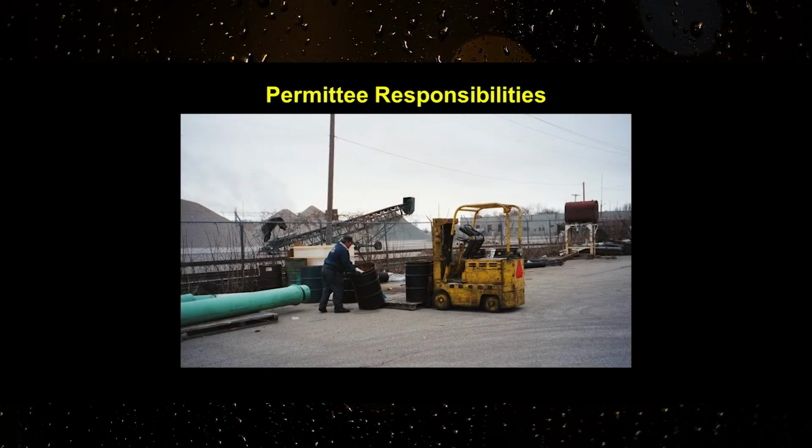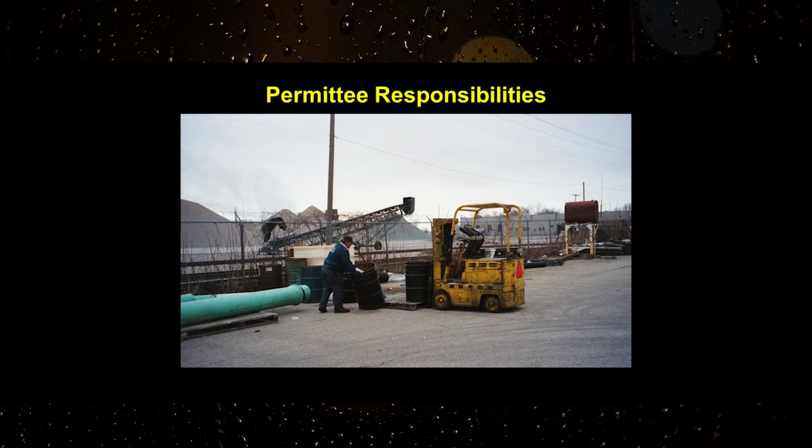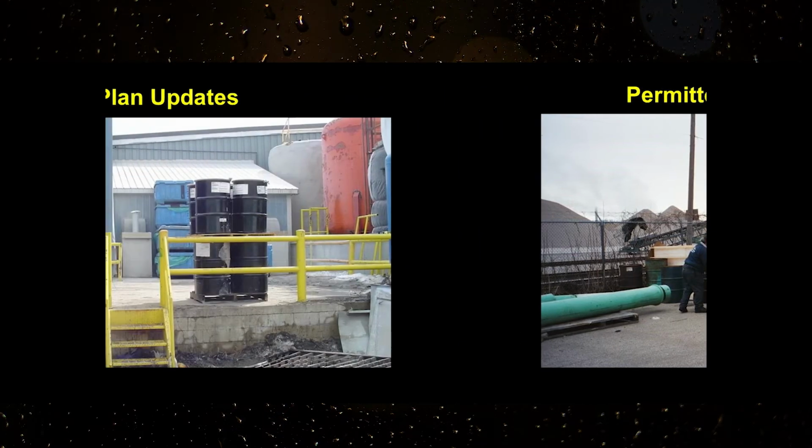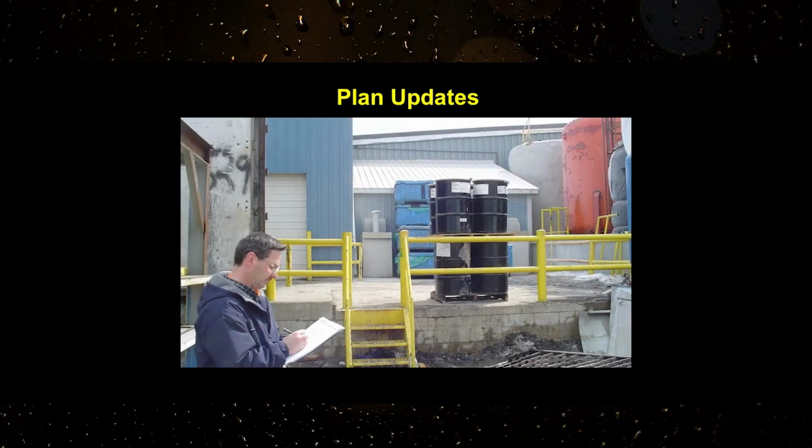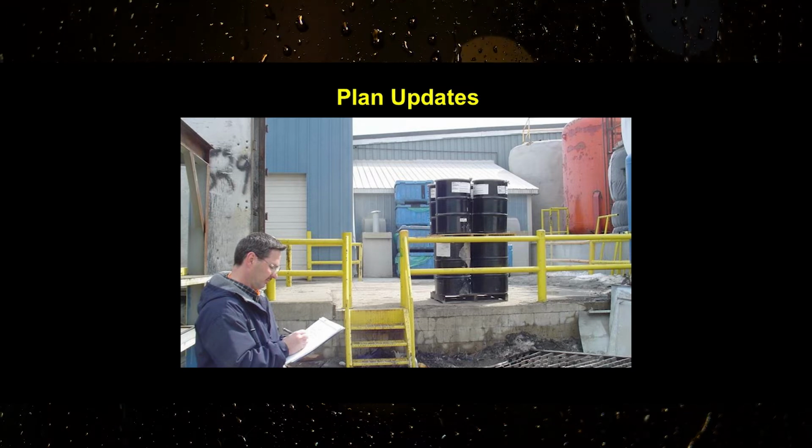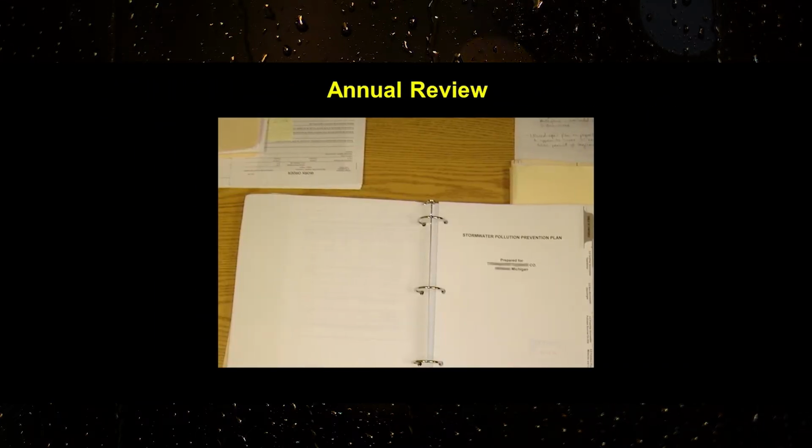Next, we will discuss and summarize the permittee's responsibilities after implementing the Stormwater Pollution Prevention Plan. The permit describes several permittee responsibilities, so it is important to read the permit language carefully. The permit requires that the permittee review the Stormwater Pollution Prevention Plan annually after it is developed and maintain written summaries of the reviews. The annual report is the written summary of how the Stormwater Pollution Prevention Plan is working, what changes were made, and why.